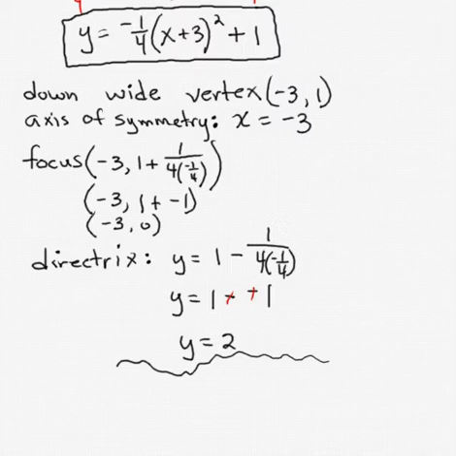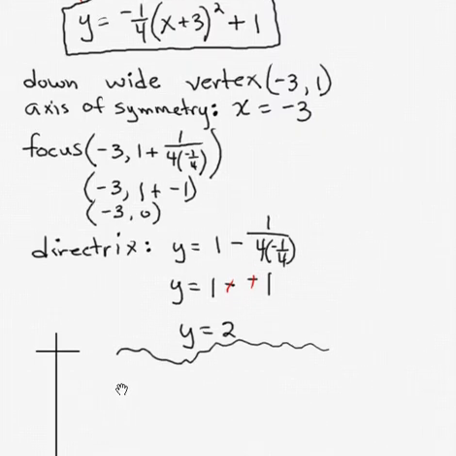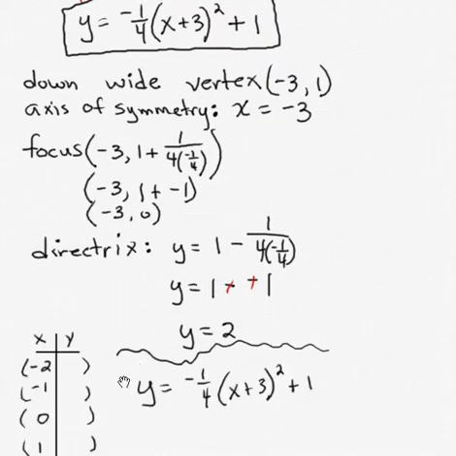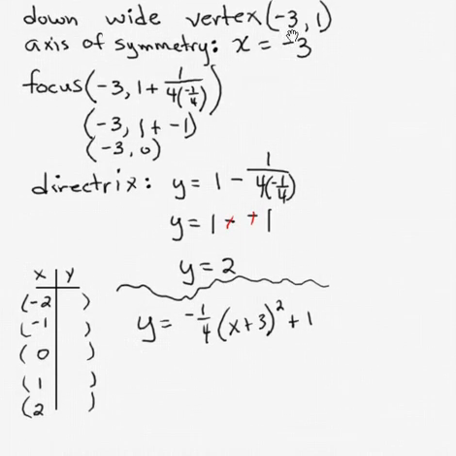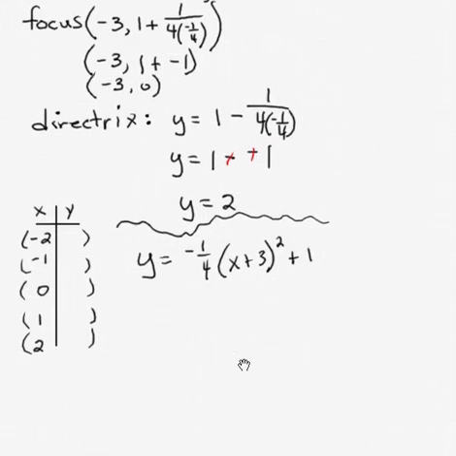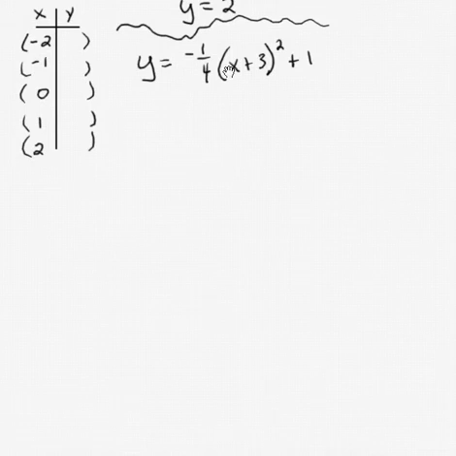Then to get ready for the graph, we'll make a chart of points. We'll select some x values. And our axis of symmetry is x equals -3. So we want to go to the left or to the right of -3. Going to the right gives us points like -2, -1, 0, +1, +2. So let's put those numbers in the equation, see what we get out. If we put in -2, we get 3/4.